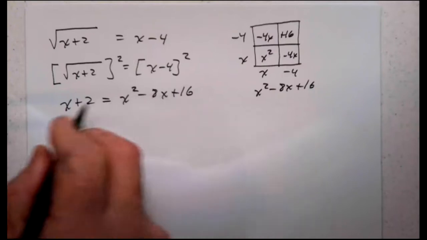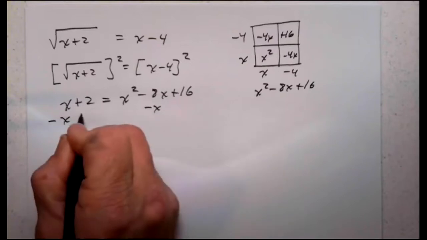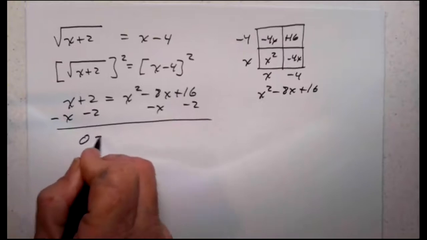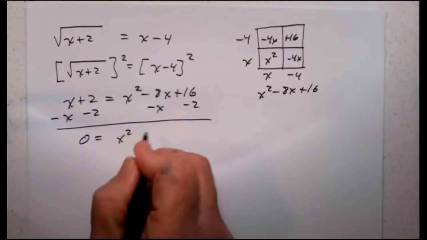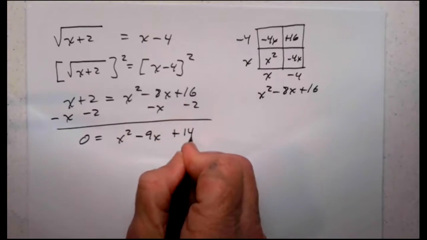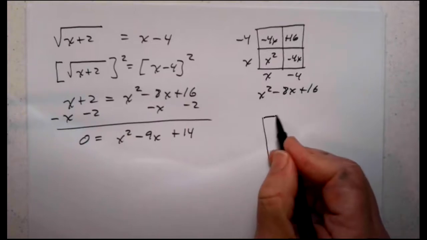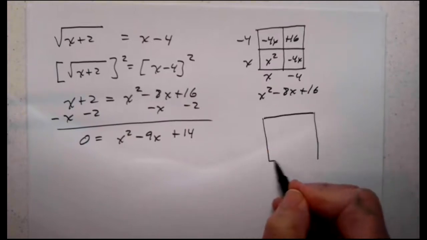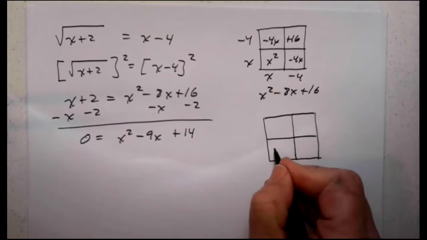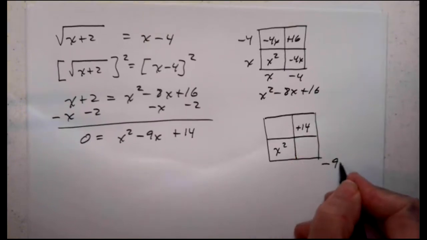So to solve quadratic equations, most of the time I want them equal to 0. So I will subtract x from both sides, and I will subtract 2 from both sides. On the left side, we have 0 equals x squared, negative 8x minus 1x minus 9x. 16 minus 2 is plus 14. And this now I would like to factor. So I get x squared, 14. Then I have minus 9x.